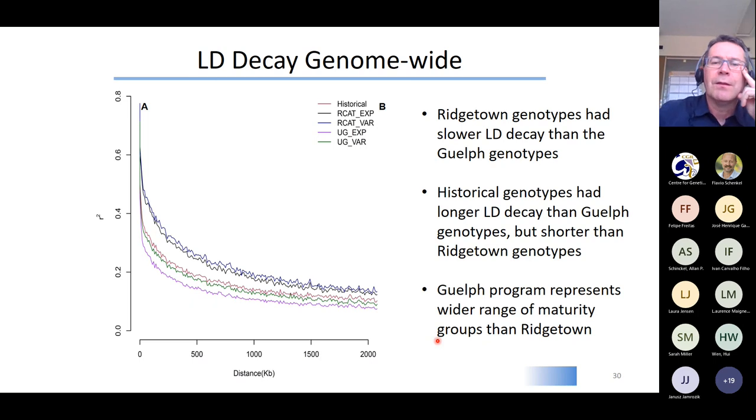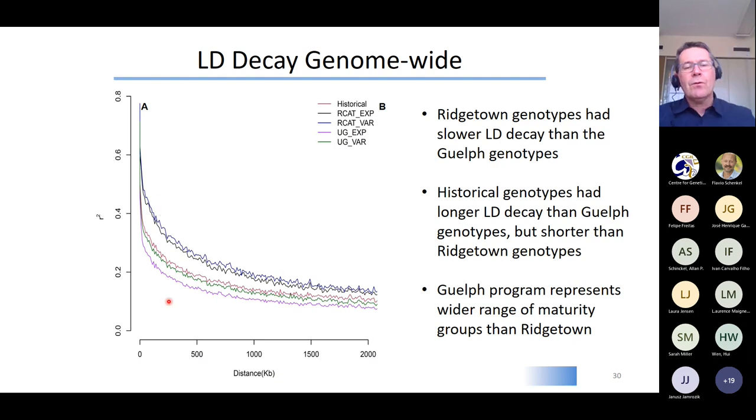For example, the green one, sorry, the historical one is University of Guelph cultivars. The purple one is the University of Guelph experimentals. And then the historical are above here in some kind of a red color. So they're about the middle.